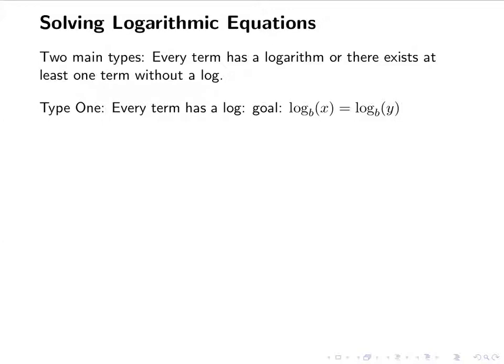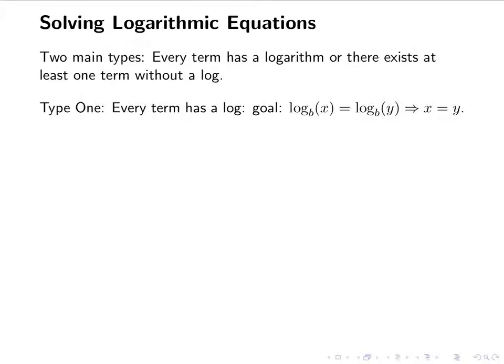The goal here is to simplify each side down to one log. And it's really important that you do have one log on each side. This won't work if you have more than one. So you got to use the rules of logarithms to combine each side into exactly one log. This also only works if you have the same base, but for the purposes of this class, we always will have the same base.